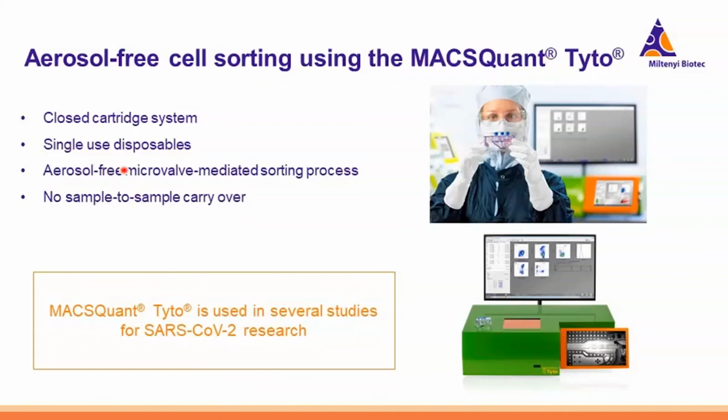And in this way, you reduce to the minimum, or basically have absolutely no, carryover, and you reduce really to the minimum the risk for the operator. And that's why it was actually used in several studies on SARS-CoV-2. Another advantage of the MACSQuant Tyto is that the way this technology works is really gentle to cells. And in the case of such a rare and fragile population, such as antigen-specific B cells, it is the perfect solution.